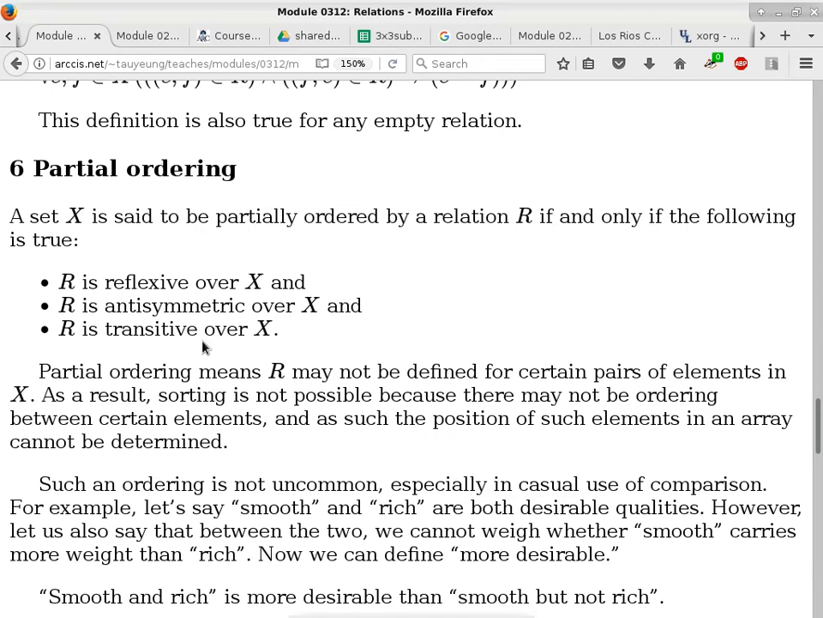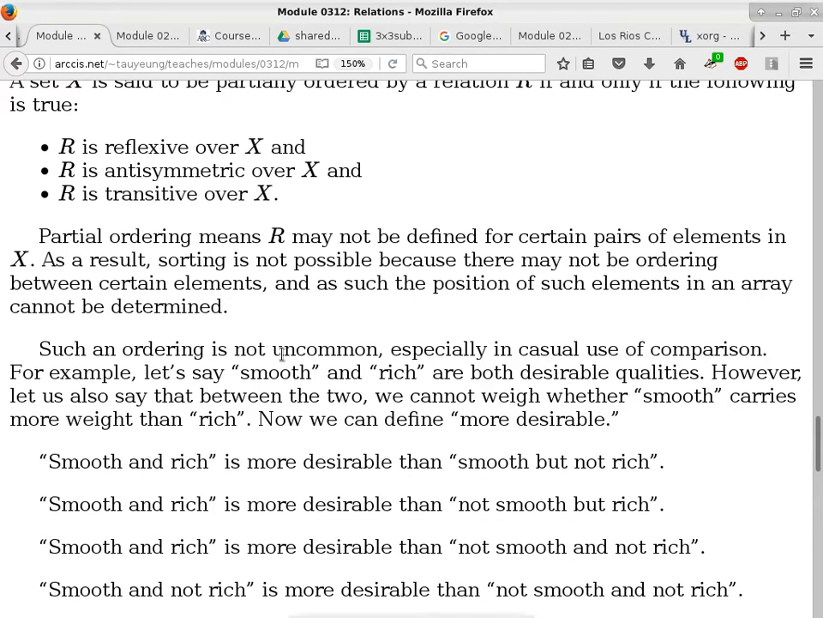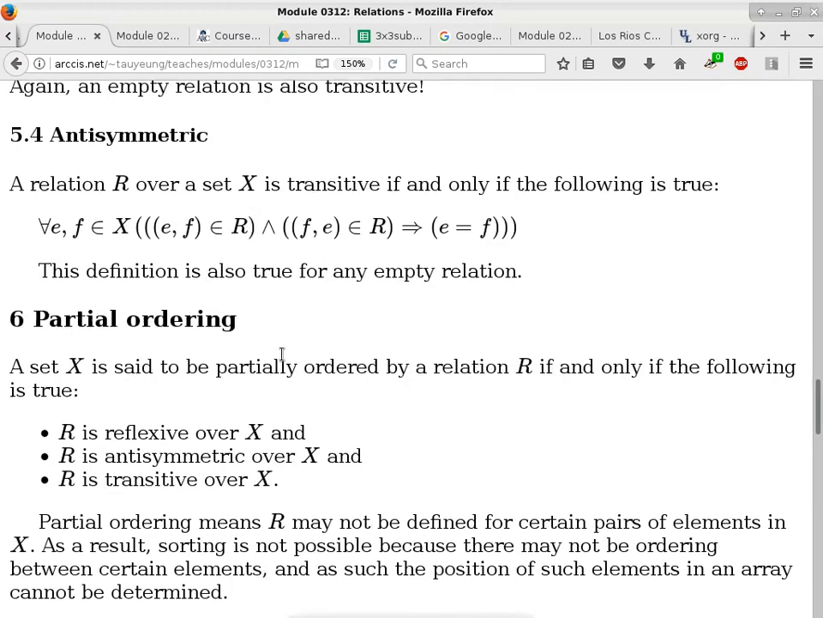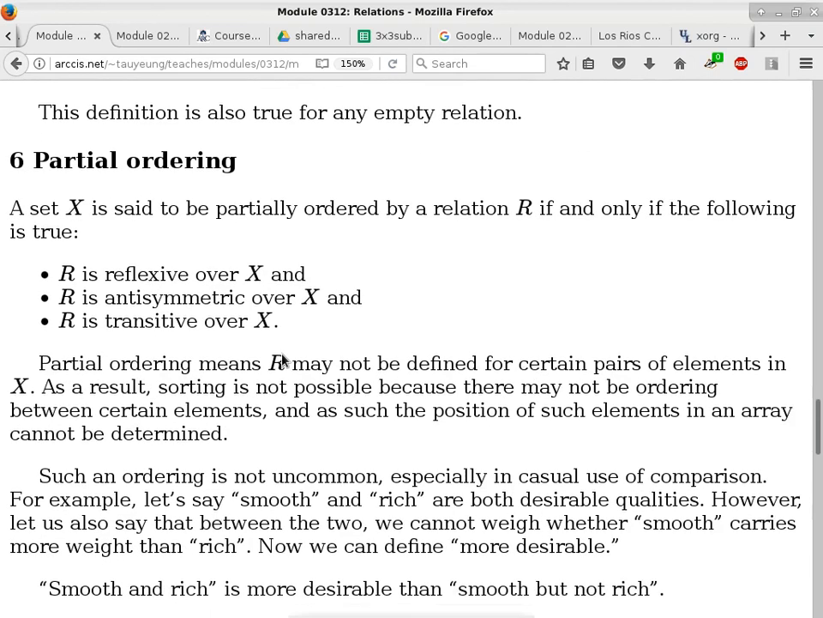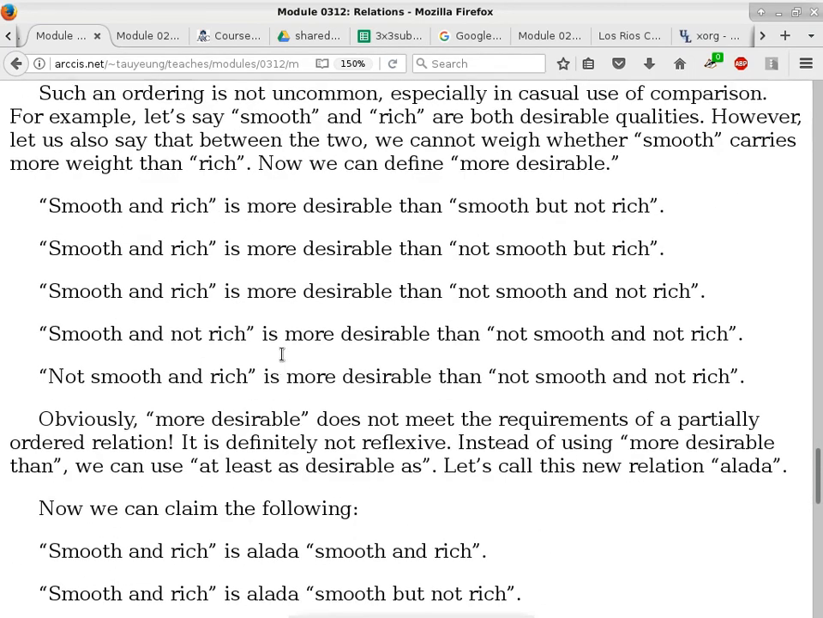So the question now is, okay, fancy terms, right? Partial ordering and stuff like that. What is that going to buy us? In order to illustrate a non-trivial case of a partial ordering type of relation, we'll look into a beer commercial.